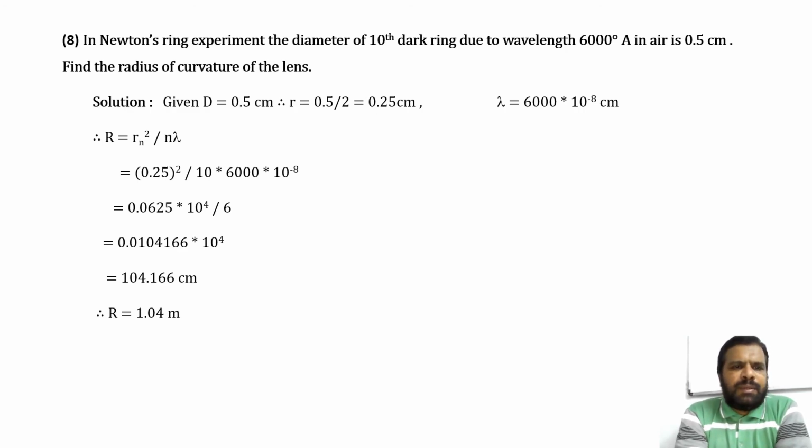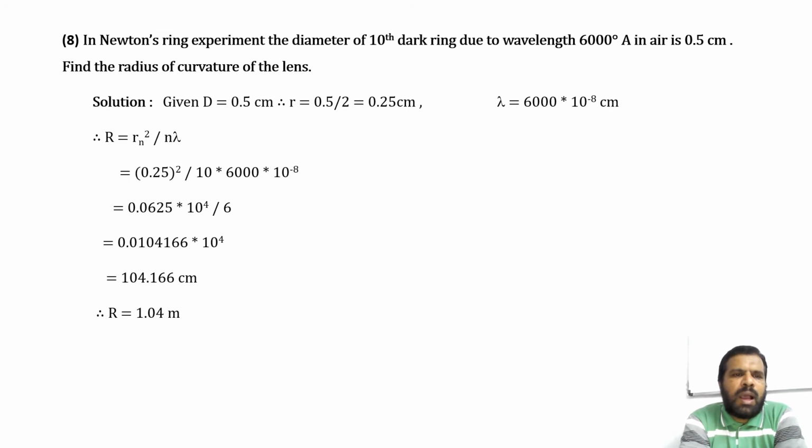Problem number 8. In Newton's ring experiment, the diameter of the 10th dark ring due to wavelength 6000 angstrom in air is 0.5 centimeter. Find the radius of curvature of the lens. Solution: given d is equal to 0.5 centimeters, r is equal to 0.5 divided by 2, that is equal to 0.25 centimeters. Lambda is equal to 6000 into 10 raised to minus 8 centimeters.